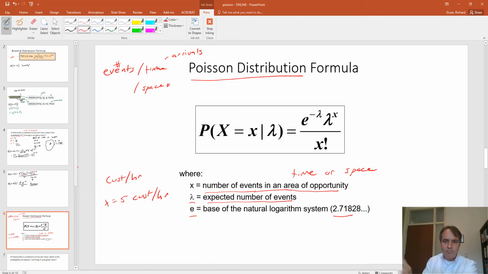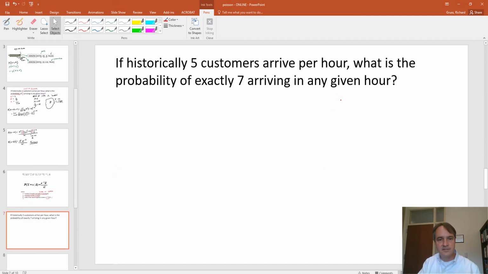But okay, so let's go ahead and apply this to a problem then. I hope that the derivation helped you see how this particular formula came about. But if not, then it's enough to simply know that the Poisson is a way for us to determine the probabilities of a certain number of events per unit of time or space, given only a rate. Okay, so let's go ahead and see this in action.